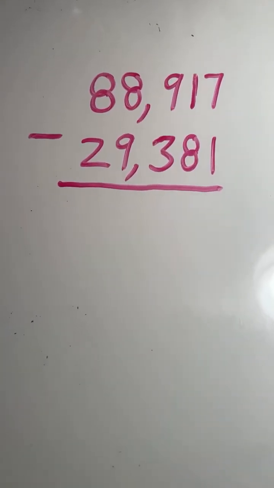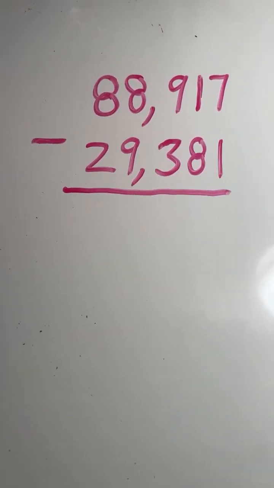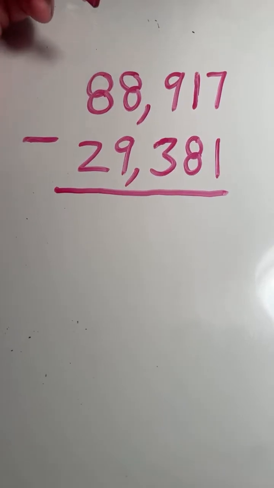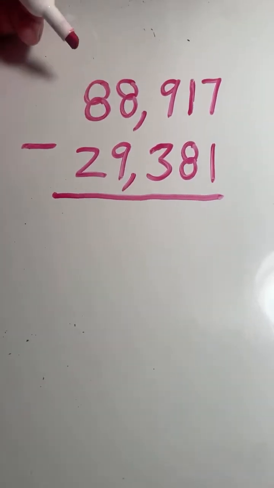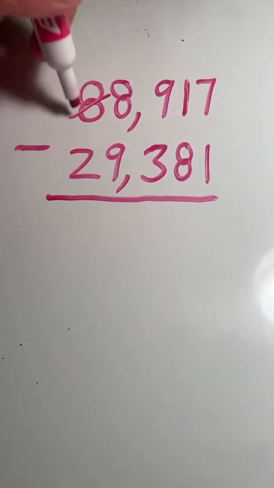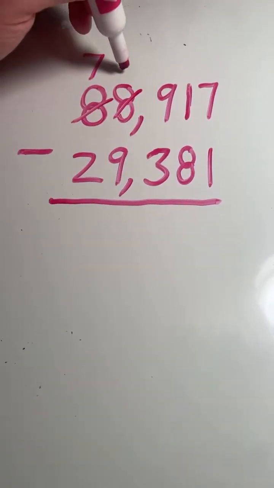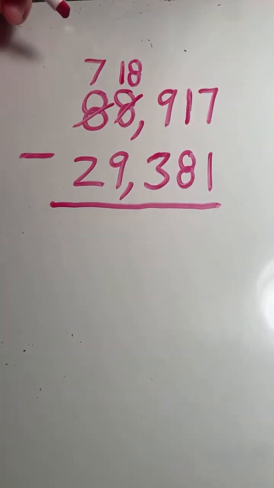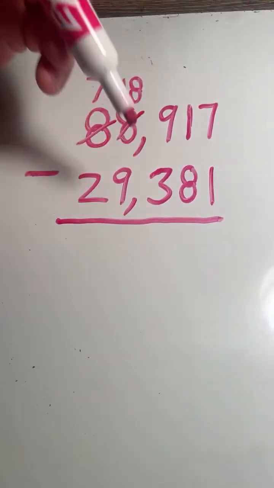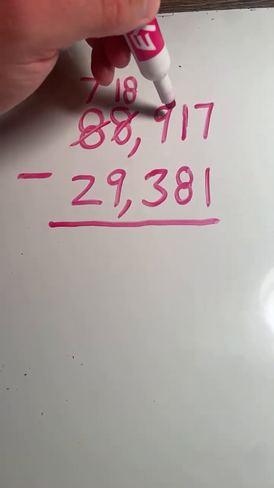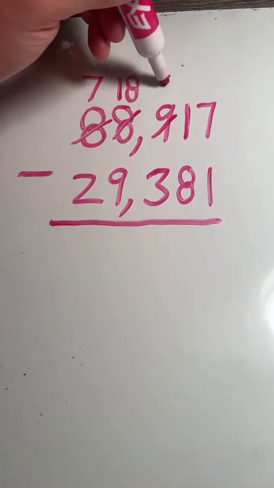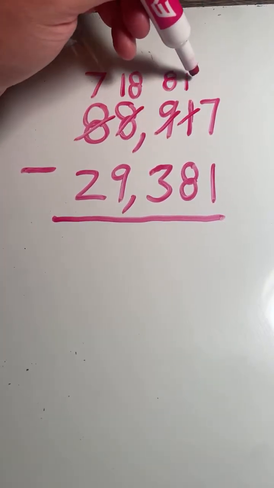88,917 minus 29,381. So we're going to start off with the regrouping. You can't start out with 8 and take away 9, so we have to take a 10 from the 10,000s place. That 8's going to become a 7. This 8's going to become an 18. Good in the hundreds place right now, but you can't start with 1 and take away 8. So that 9 is going to become an 8, and that 1 is going to become an 11.